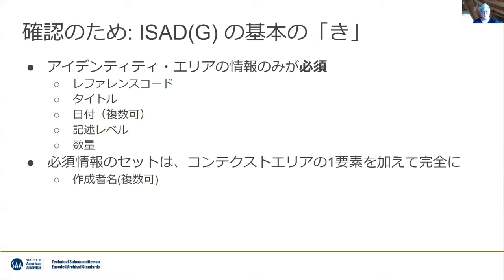So that might be the area covered by the material, or it might be something like storage information when we are talking about digital archival content. And then there's only one additional piece of essential information from the context area, and that is the name of the creator.